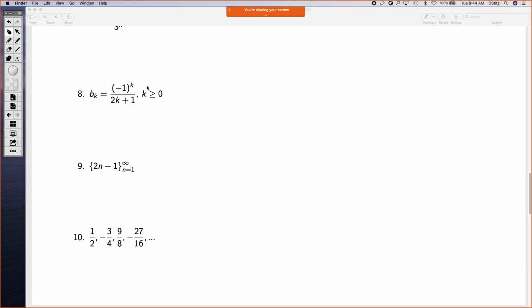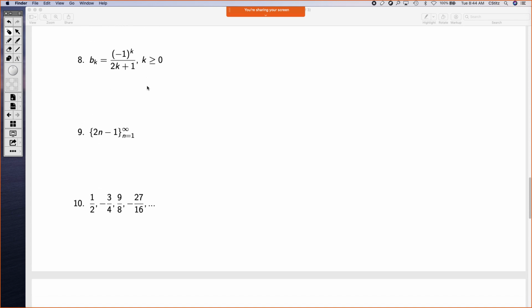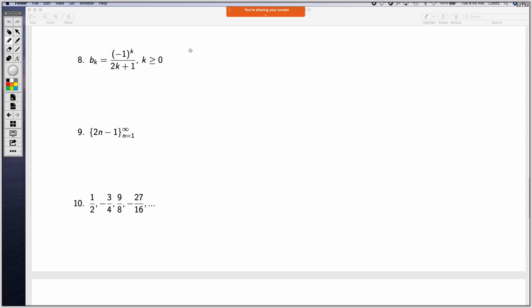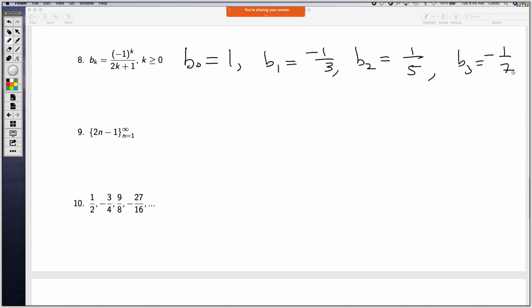Let's look at 8, b sub k, negative 1 to the k over 2k plus 1. Once again, this is something we had earlier today. So I won't go through the details again, but the b0 we got was 1. The b1 we got was negative 1/3. b2 was positive 1/5. b3 was negative 1/7, and so on.